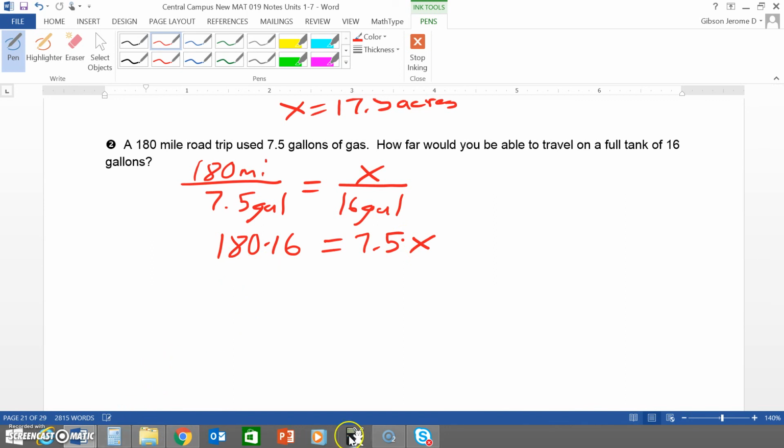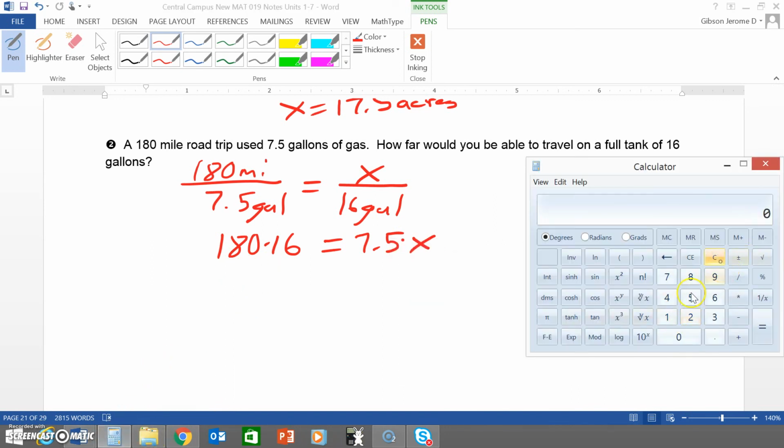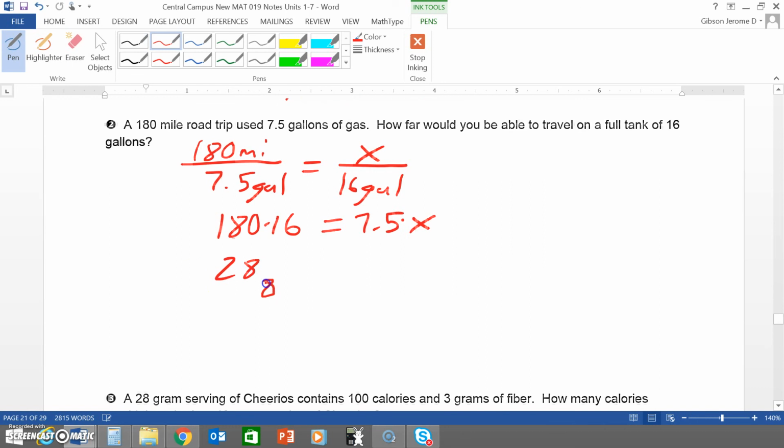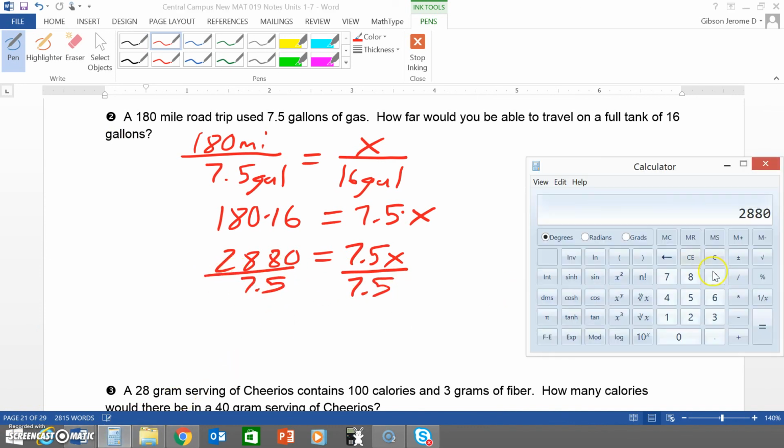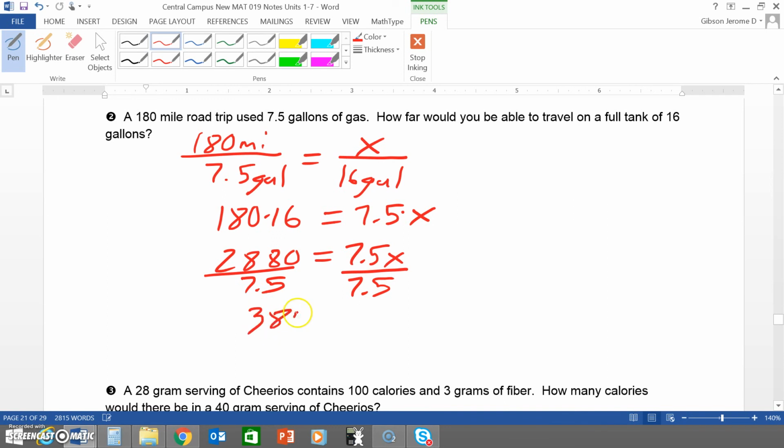So 180 times 16, put that in the calculator, gives us 2,880 equals 7.5x. We divide each side by 7.5. So we can put that in our calculator. And that would give us 384 miles is equal to x. So that's how far they could travel on 16 gallons.